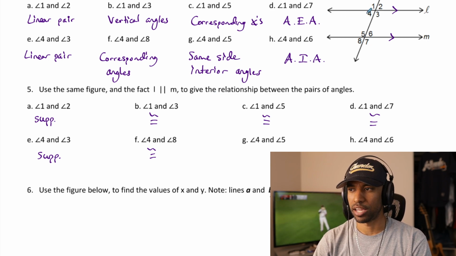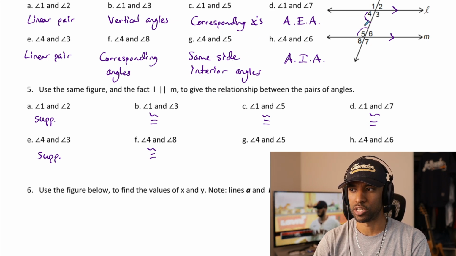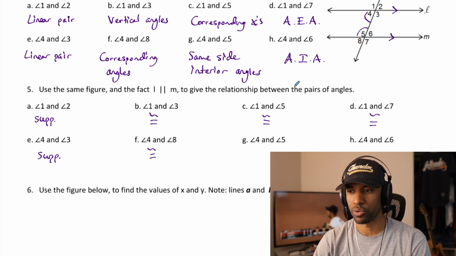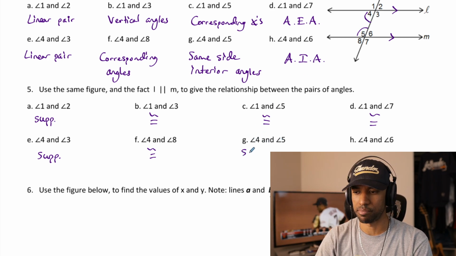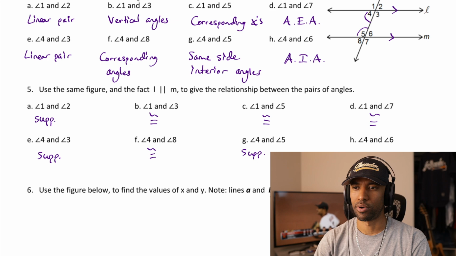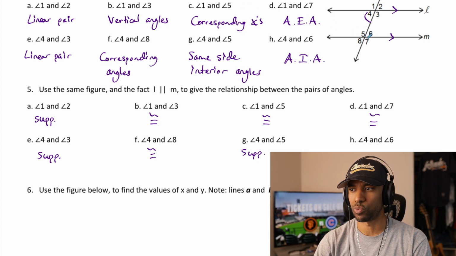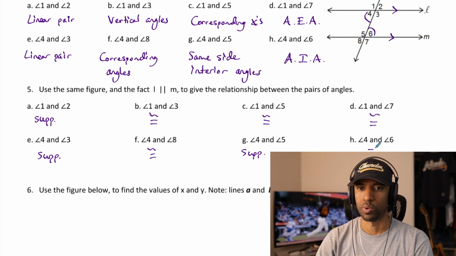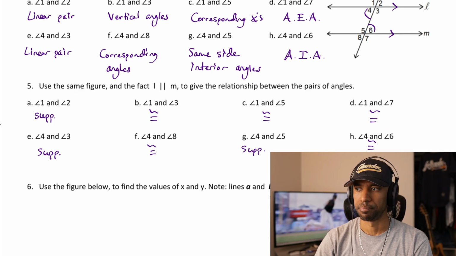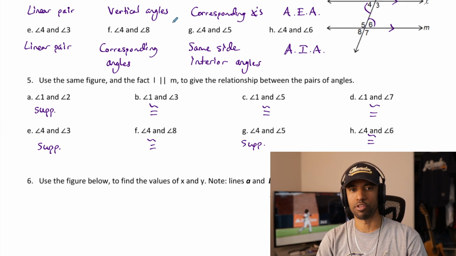Same side interior angles, these two guys, these are supplementary. So again, when I mark them, I'm not marking them congruent. I'm just identifying the two angles as I see them. That is supplementary. And then 4 and 6, the alternate interior angles right here are going to be congruent with each other. So that is your set of those ones there.